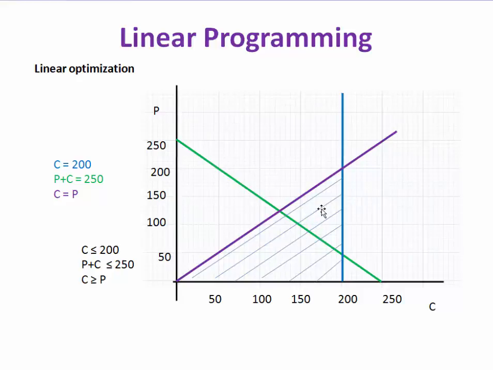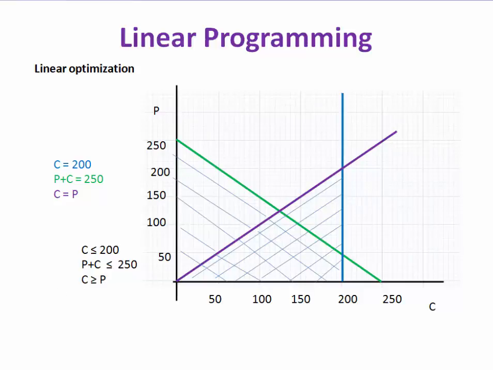The best thing to do is choose a point, say on this side of the green line. So choose a point here and use that as a test point. And if you do that, you'll find that this side of the green line is where P plus C is less than 250. So we shade this side of the line, and where the two have a hatched shading, that's our feasibility region.